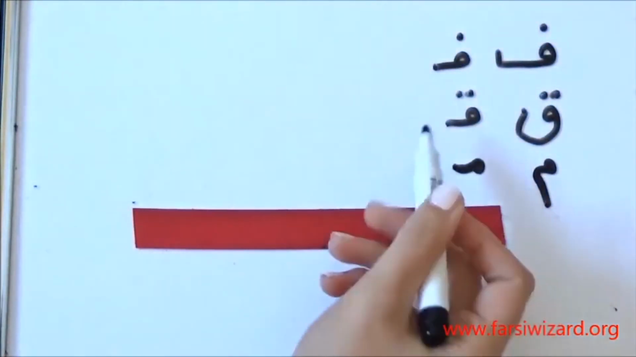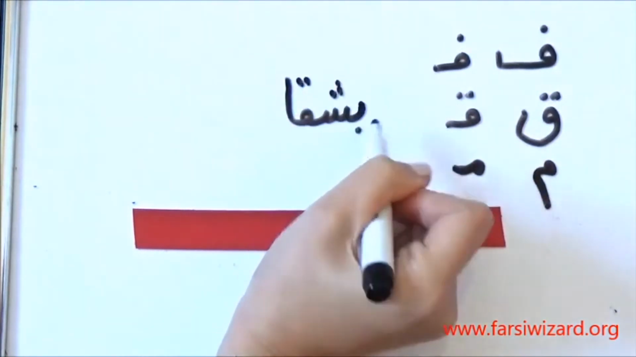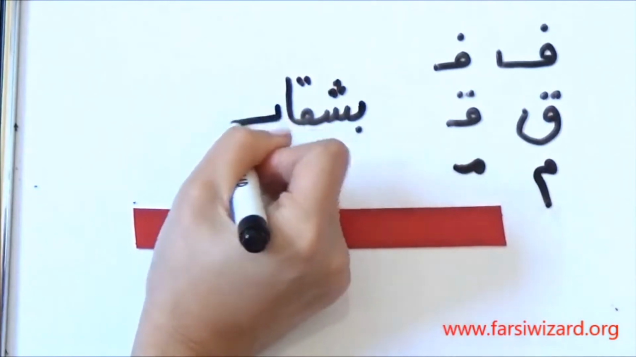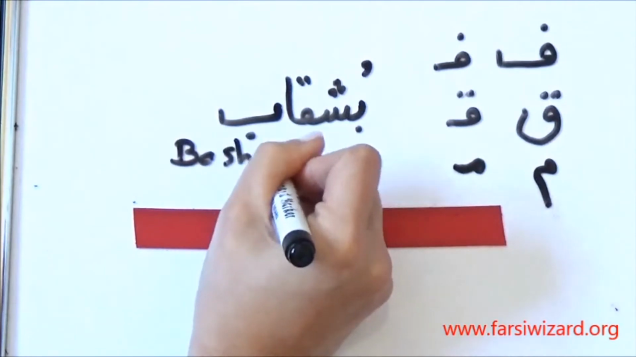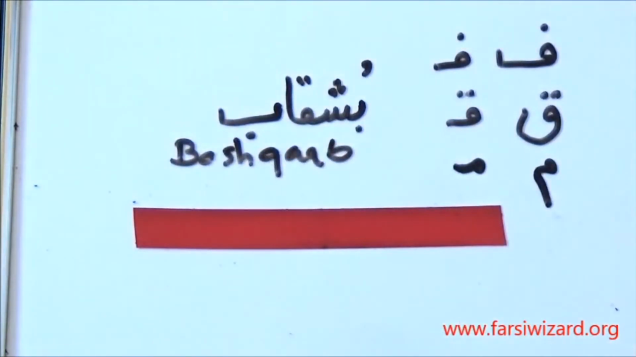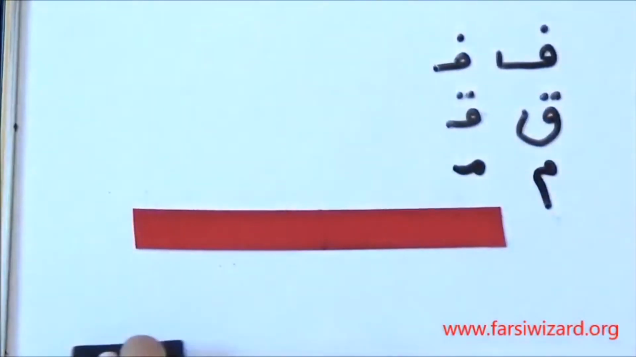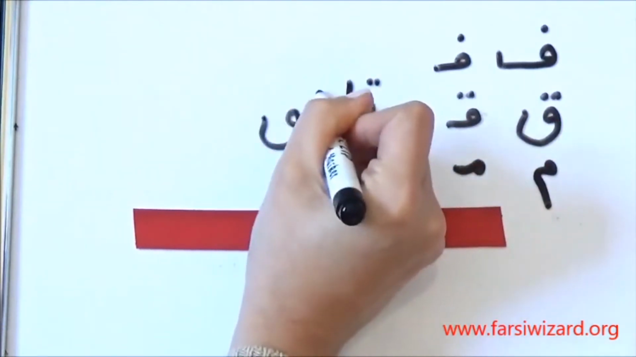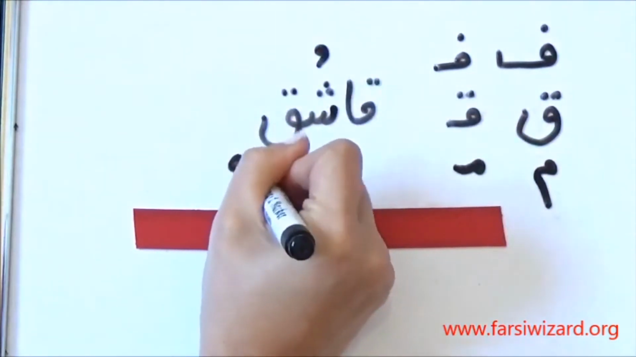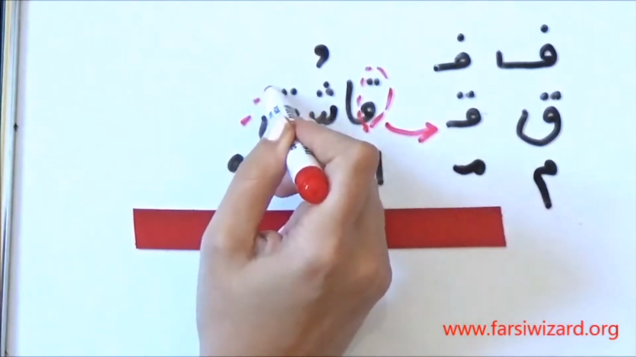Qaf. We already had boshqab, which, if you remember, meant plate. But now I'm going to also give you another example so you can see qaf at the end of the word in its complete form, and it is qashuq. Qashuq. Now this word means spoon, qashuq. Both versions of qaf, as you can see, appear in this word.